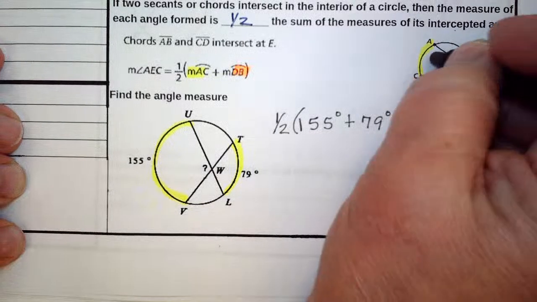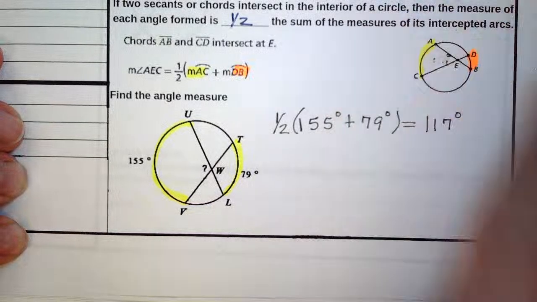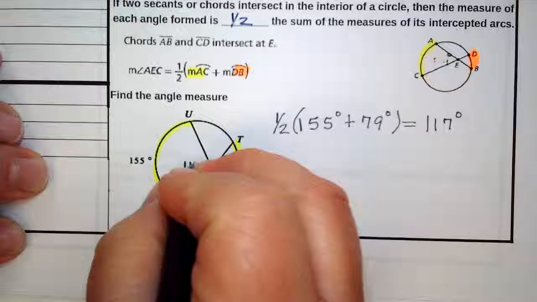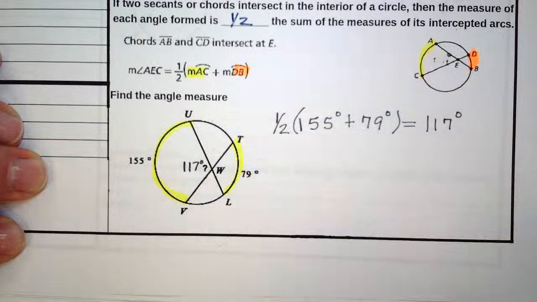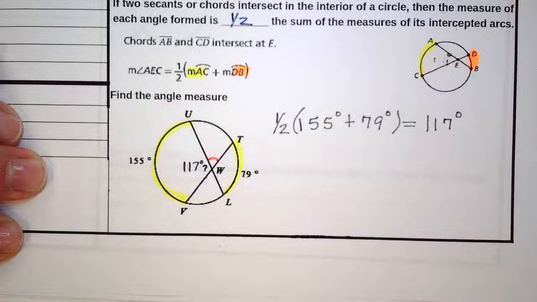Oops, that's the wrong angle. I did it on the example, didn't I? Let me get rid of that. This one here is 117 degrees. I can find another angle. Do you know which angle I can find? Well, I can actually find this angle here.